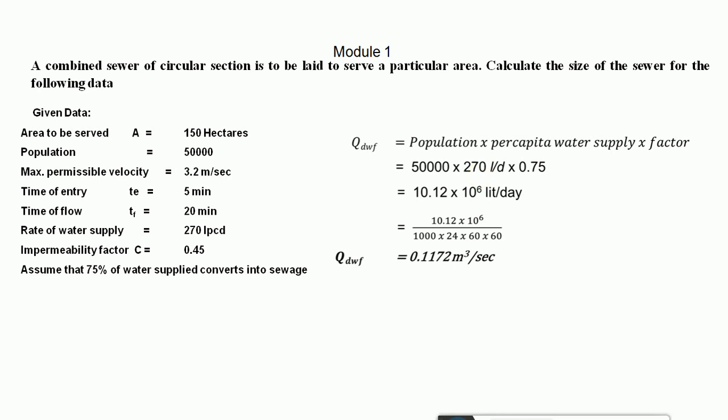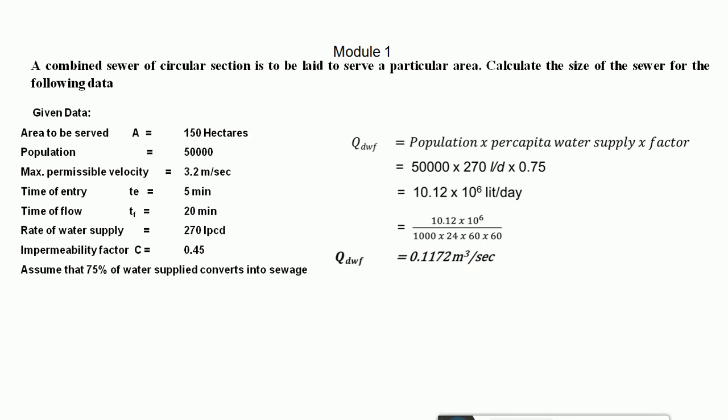So in one of the problems we saw that the rate of water supply is 135. That's why we multiplied with the peaking factor, and also the numerical value was given in the problem. Here we are directly multiplying the population into the rate of water supply, and 75% of the water supply will convert into sewage. To convert that liters per day into meter cube per second, we divide the quantity by 1000 into 24 into 60 into 60, then we will obtain the total quantity of dry weather flow as 0.1172 meter cube per second.